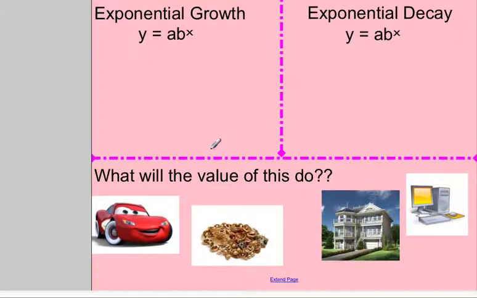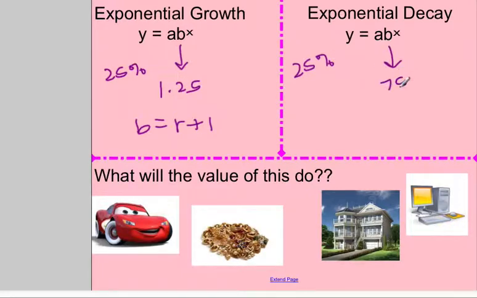The next thing we need to talk about is exponential growth and decay. We've already been talking about this. Biggest thing is that if it's growing, you're going to take the rate and add 1. So if I want to figure out what b is, if I'm growing by 25%, my rate would be 1.25. So to figure out b, you always take your rate and you add 1 to it. If I'm decaying by 25%, I would put in b is 75% or 0.75. The way I got that is I would take 1 minus the rate.